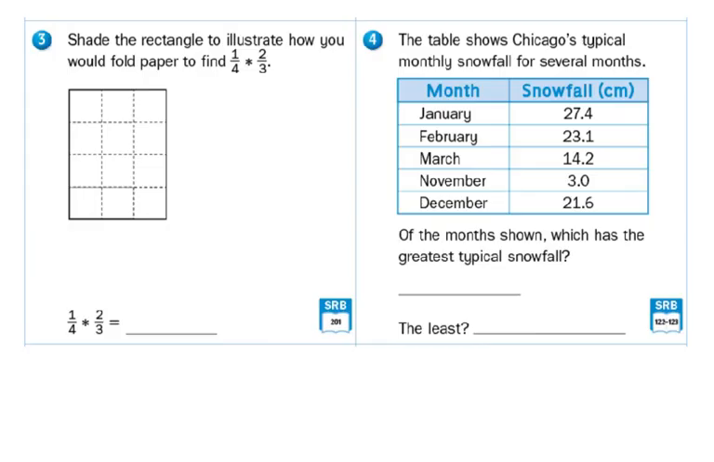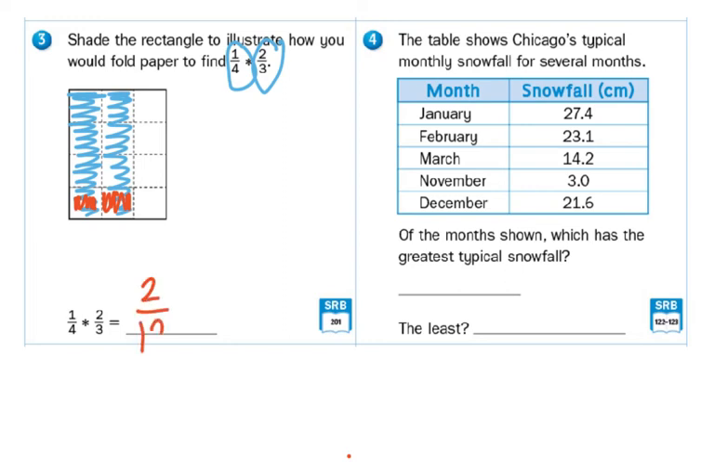Number 3, shade the rectangle to illustrate how you would fold paper to find 1/4 of 2/3. So let's start with 2/3. We're going to shade in 2/3 of it. And now it's been divided into 4s. And we're going to shade in 1/4 of that. There is 1/4. So how many are shaded? 2/12. Do you know I can simplify that and divide a 2 out of both the numerator and denominator, and 1/6 would be an equivalent fraction?